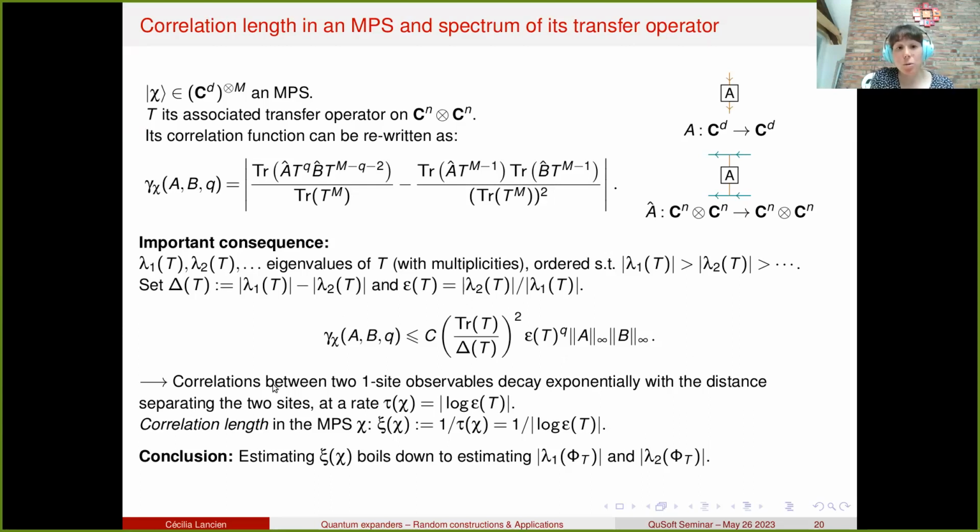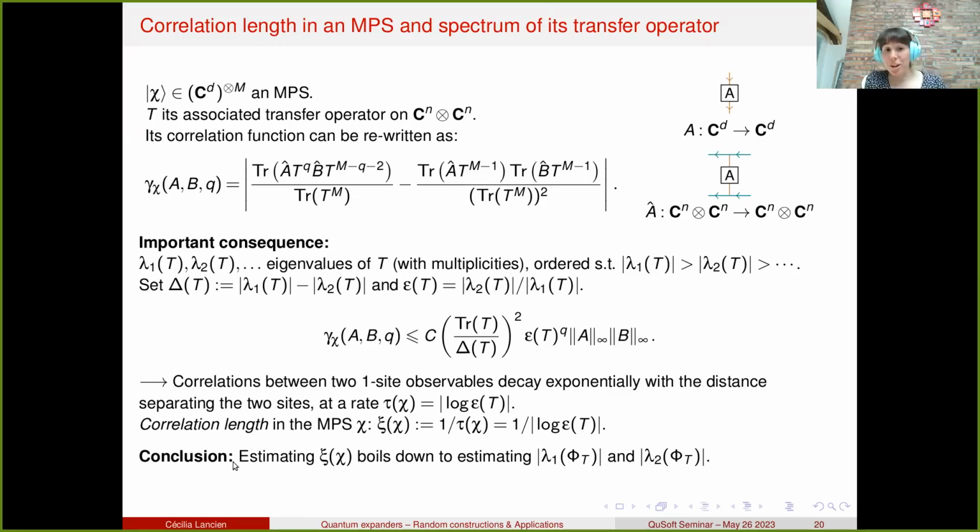So this inequality is really showing us that the correlations between my two one-side observables A and B is decaying exponentially with the distance separating the two sites. And the rate of this decay is simply given by the log of this coefficient epsilon. And what people in physics define as being the correlation length in this MPS is simply the inverse of this exponential decay rate. And the smaller this ratio epsilon, the smaller this correlation length.